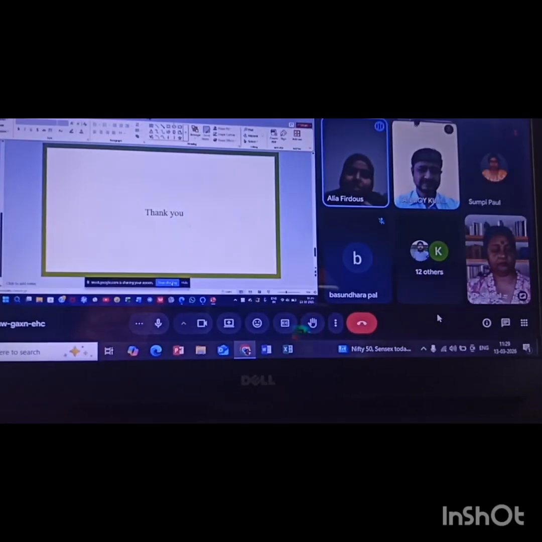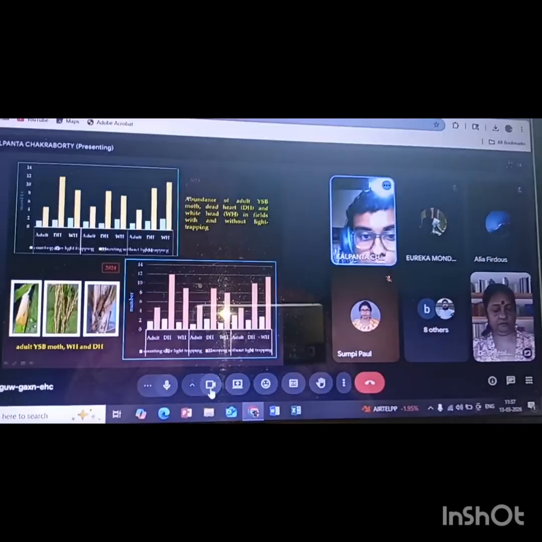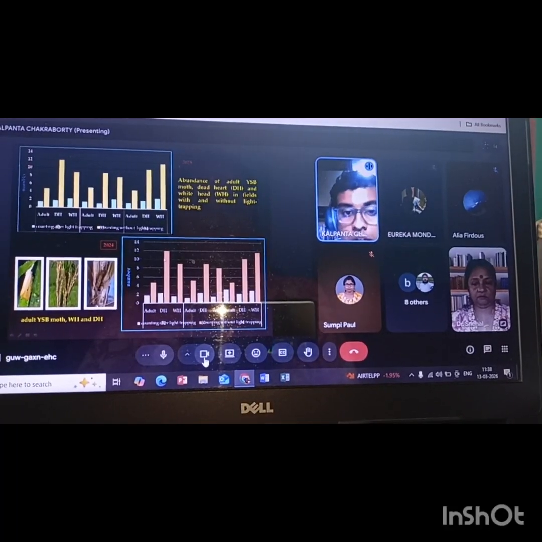So banana pseudostem will. This is the insecticide on which I have done my work in the field. This graph is for 2023 and this one is for the other year, 2024.